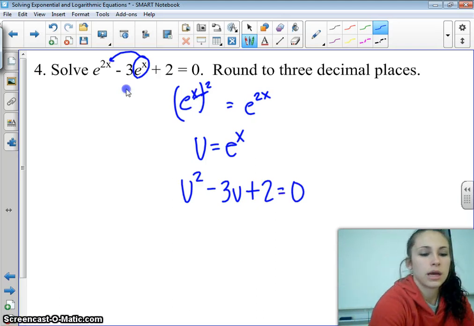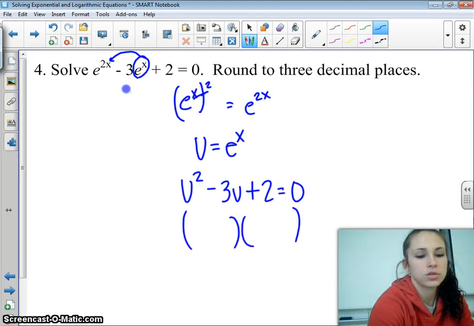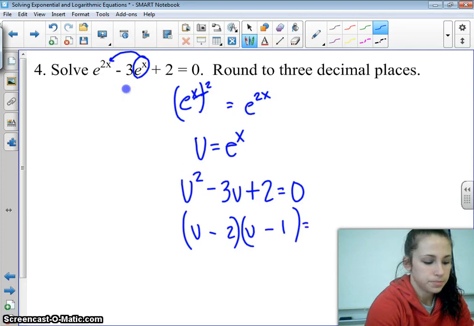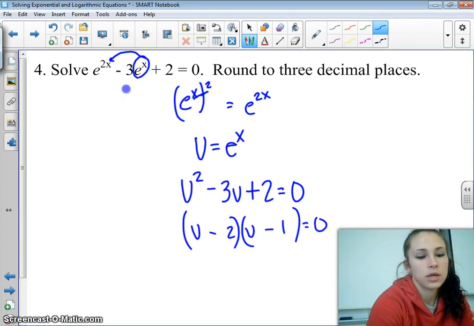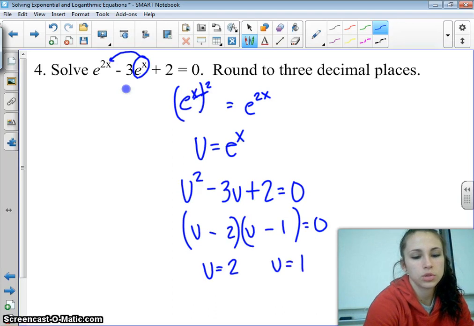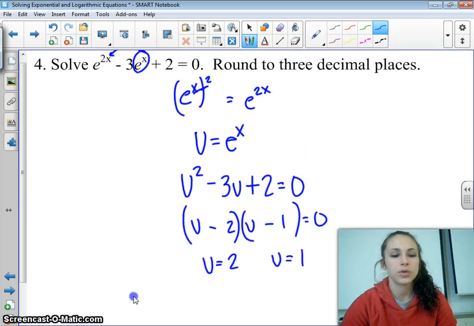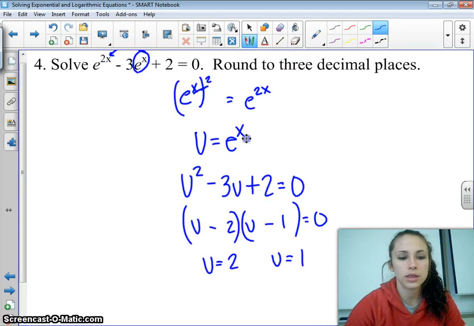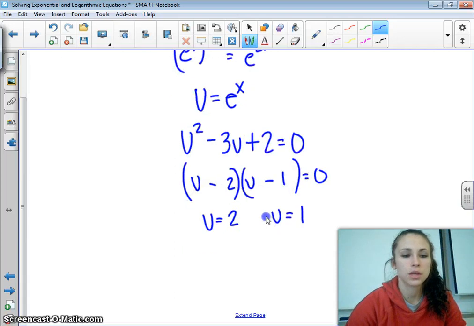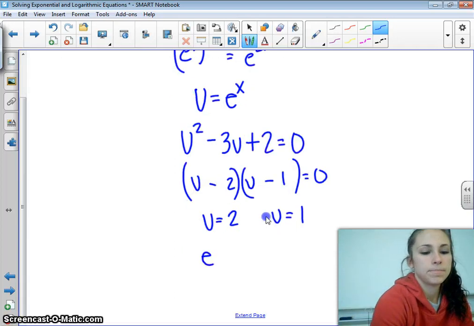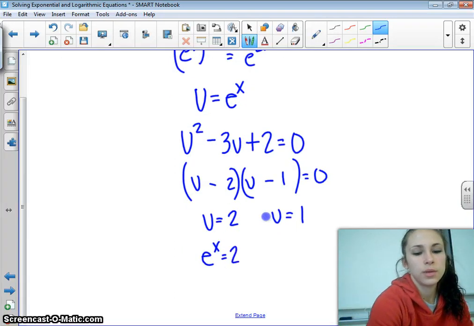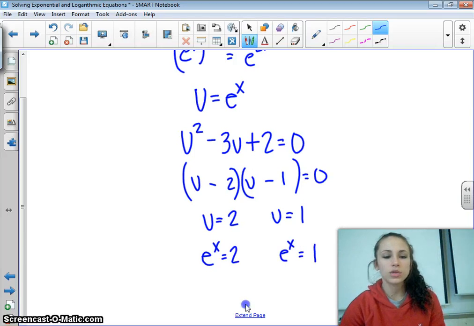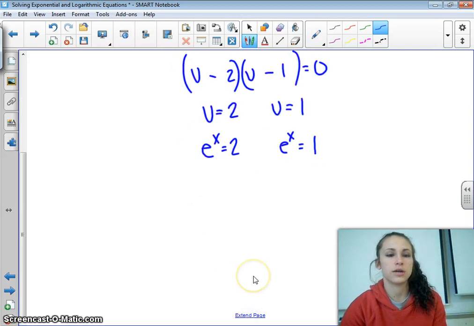And then factor it like I would normally factor this. So this would be u, 2, 1, minus, minus. And so then u equals 2 and u equals 1. And so now I've got to make sure that I plug this back in for u. So this is going to be e to the x equals 2 and e to the x equals 1. And so then it's kind of like two different equations that I've got to solve.